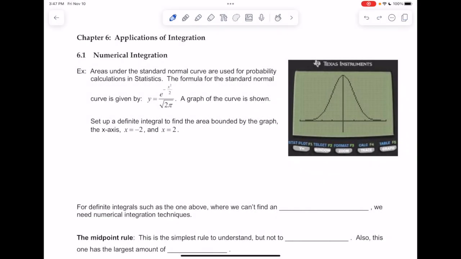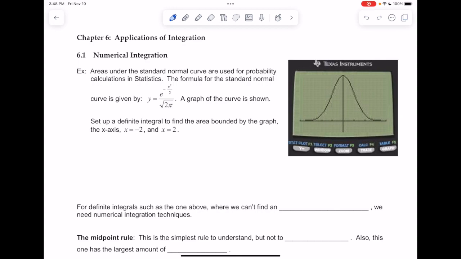Chapter 6, Applications of Integration, starting with Section 6.1, Numerical Integration. All right, so areas under the standard normal curve are used for probability calculations in statistics. And the formula for the standard normal curve is given by y equals e raised to the negative x squared over 2, divided by the square root of 2 pi. And a graph of that is shown over to the right. And notice that's a bell-shaped curve.